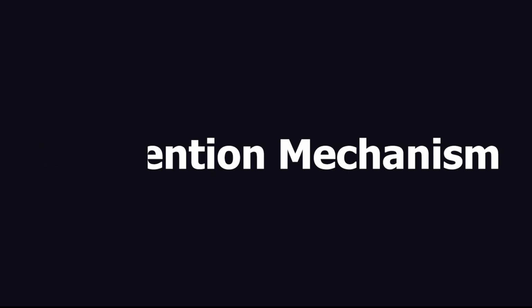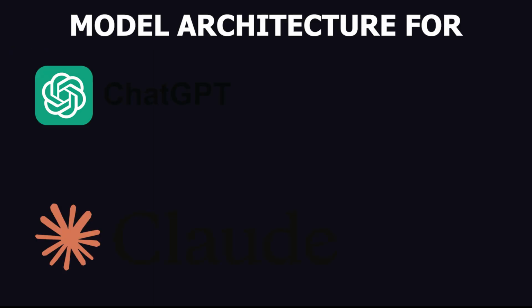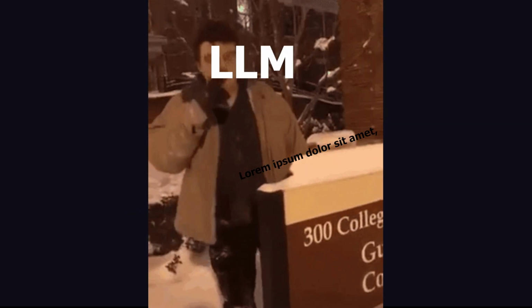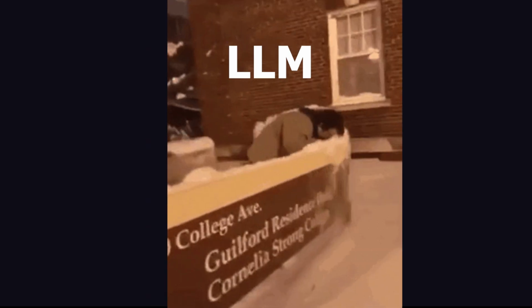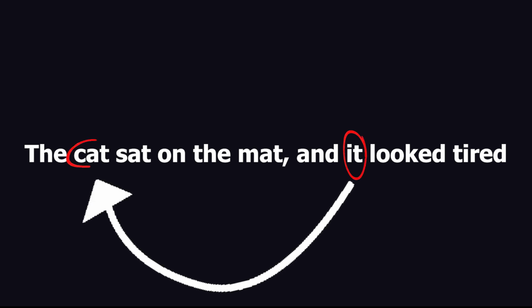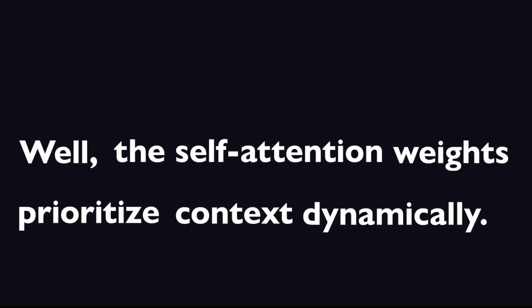Attention mechanism. This is the core idea behind transformers. The model architecture powering ChatGPT, Claude, Llama, and your neighborhood AI startup that's disrupting compliance. The model doesn't read text in a linear way. Instead, attention tells which words in a sentence are important in relation to each other. For example, in the sentence, the cat sat on the mat and it looked tired. Attention helps the model understand that it refers to the cat and not the mat, unless it's a very tired mat. Say this in a meeting. Well, the self-attention weights prioritize context dynamically. And just like that, no one will ask you any follow-ups.